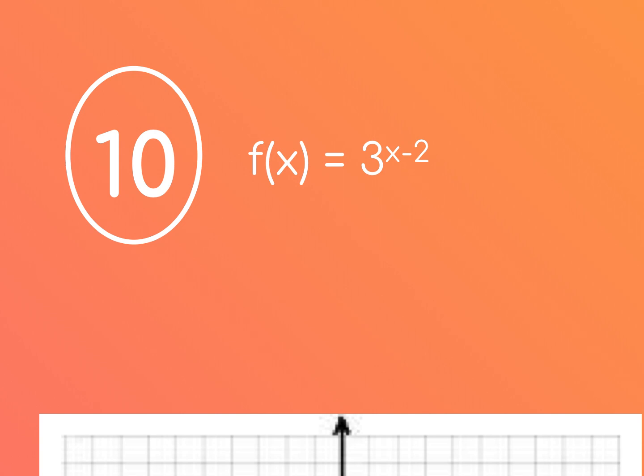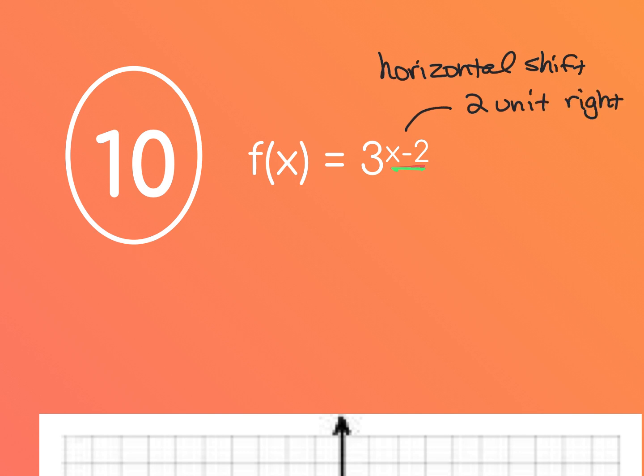So here, the shift is up here. And we can see that that's going to be my horizontal shift. And it's backwards of what you think. You would think that it's -2, so it will be to the left, but we're actually shifting it 2 units to the right. This time, when it's the horizontal shift, my asymptote is not going to move.